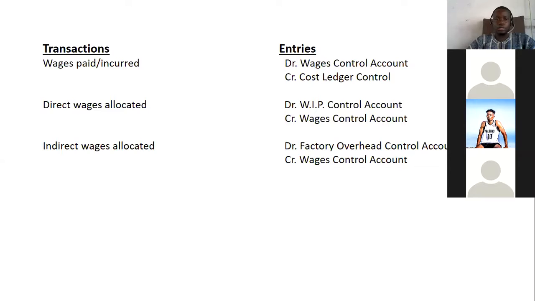Okay. All right. Then the last transaction on this slide, we have indirect wages allocated. Indirect wages allocated. Indirect wages. We debit factory overhead control account. So let me ask again, why are we debiting factory overhead control account here? Why are we debiting factory overhead control account here?